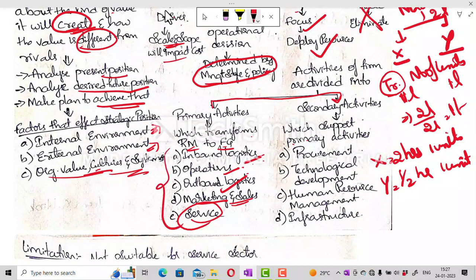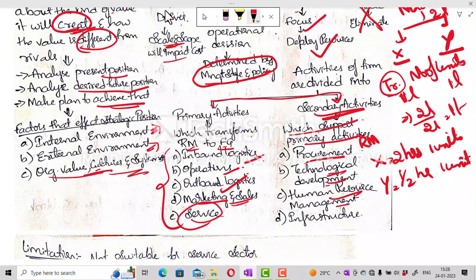But there are some secondary activities. These are required to support the primary activities, like procurement. We need to find a correct supplier who is selling the raw material at a reasonable rate with high quality. And technological development means we need to have proper hardware, software and technical knowledge which is used to transform the inputs into outputs.